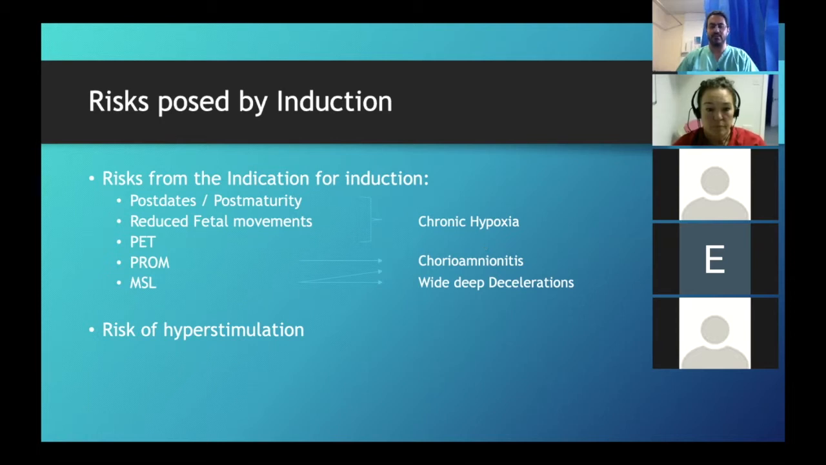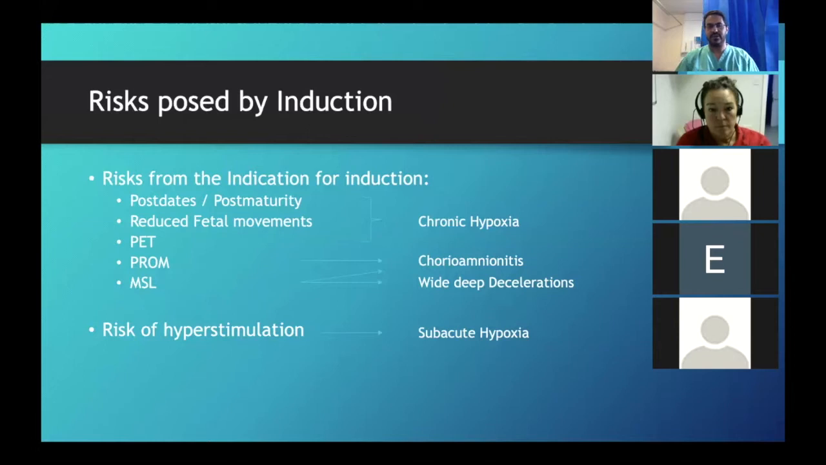If you see meconium, look for all three actually. Are there signs of any chronic hypoxia? Are there signs of chorioamnionitis? Are there signs of ongoing stress, so the wide deep decelerations? Okay. And obviously, if you're hyperstimulating, the risk of the subacute hypoxia picture on the trace.